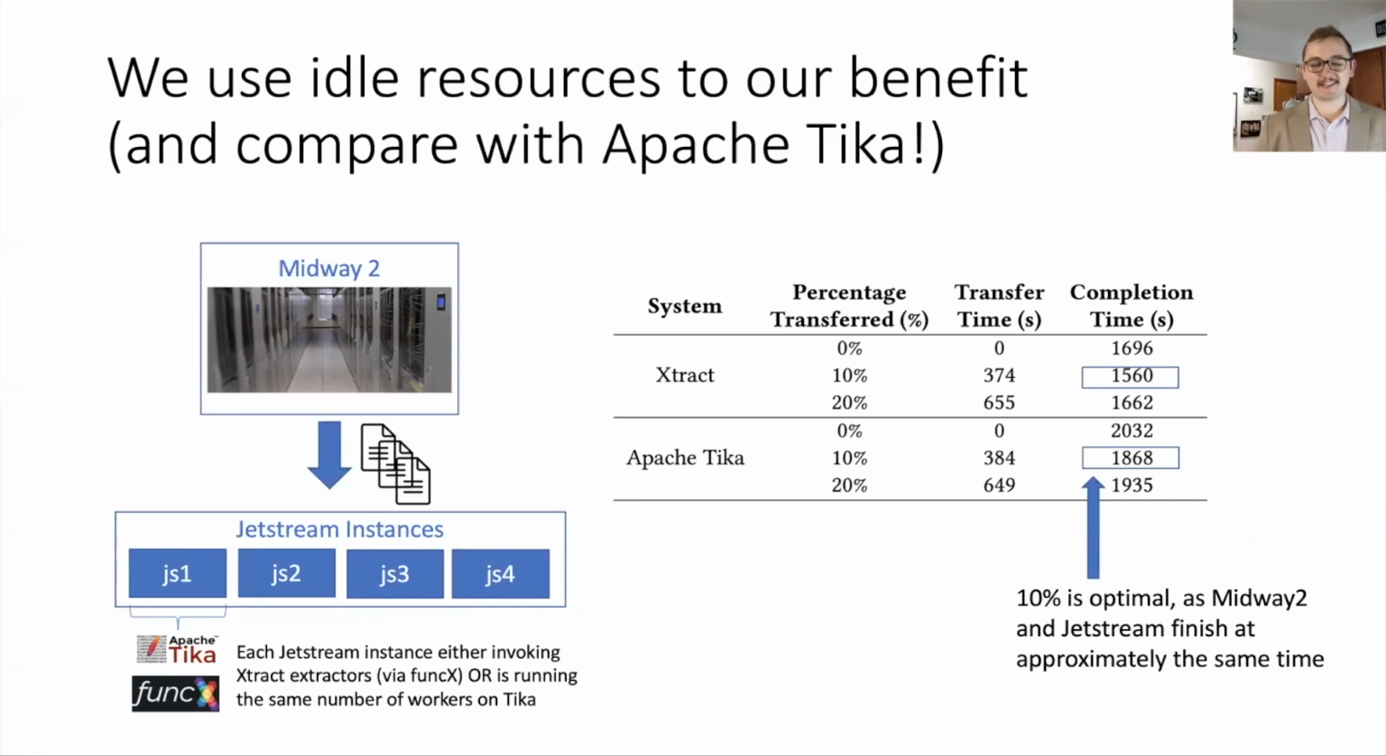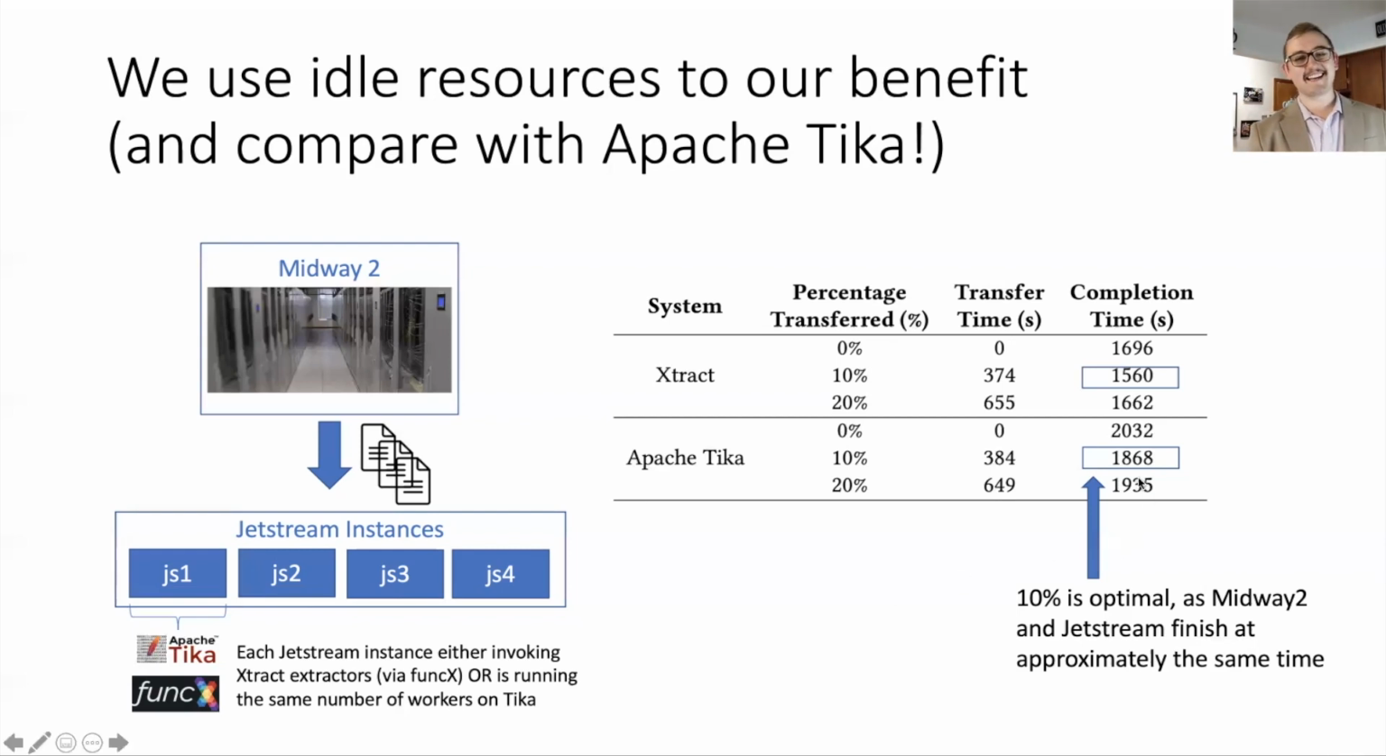During the shepherding process for HPDC, our reviewers recommended that we compare against another leading metadata extraction tool, Apache Tika. So we configured these Jetstream instances so that, in one case, they could run funcX and funcX endpoints and use Xtract workers. In the second case, they could just use Apache Tika and Apache Tika extractors, reading from a folder as soon as files arrive via Globus transfer. So pretty much the exact same setup.